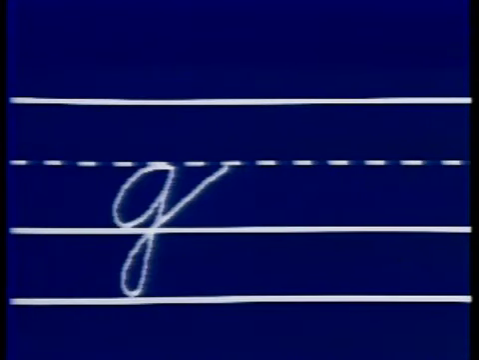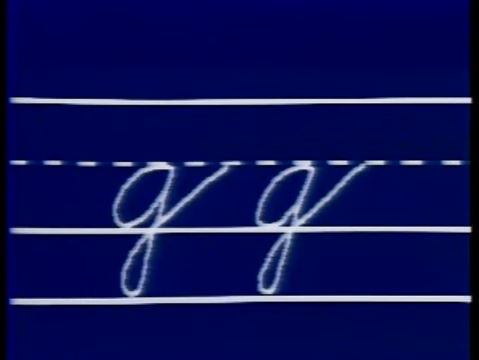It begins at the midline, curves back and down to the baseline, comes up to the midline to close, slants to the descender, and then loops over, closing at the baseline, continuing up to the midline with an over curve for the finish. Let's look at it again. Curves back and down, then up, slant, loop over, close, and finish.